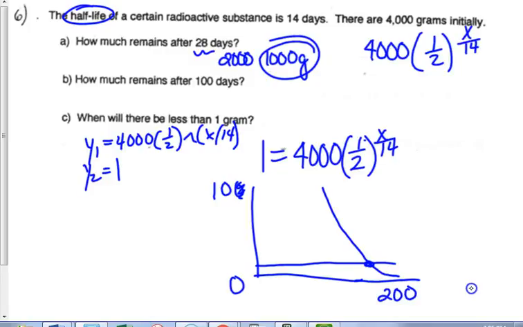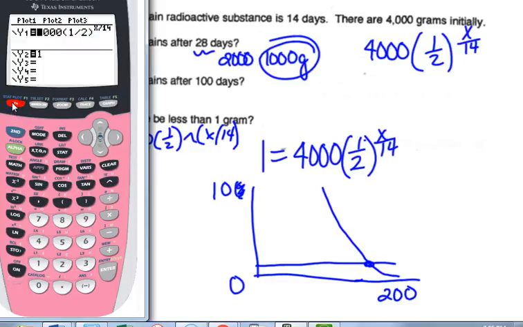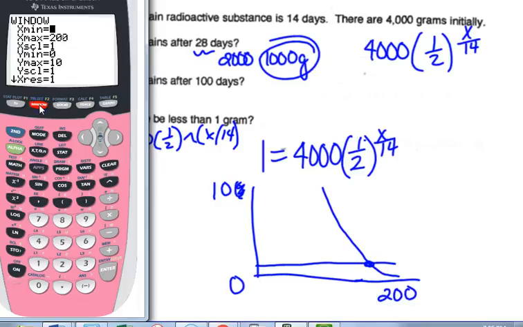See if that works, guys. If it doesn't, I can go over it on the graphing calculator. I think this is what my graph looked like. So I had 4,000, and then my window.